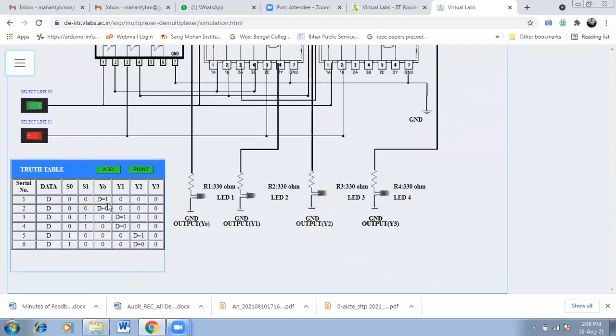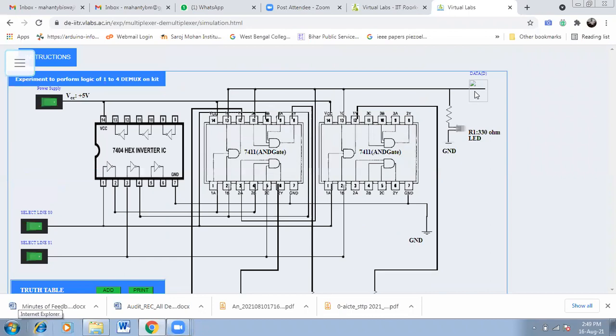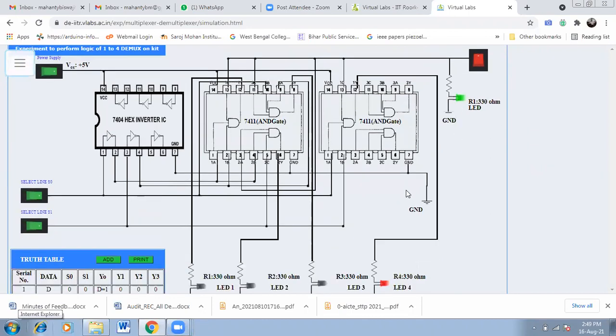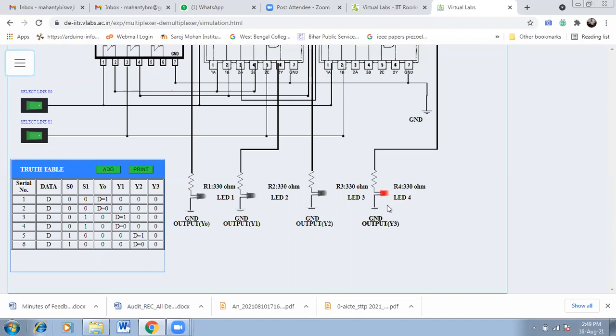So see, for y1 we are getting 1 and 0, and for y2 we are also getting 1 and 0. Now the remaining output is y3. How to select y3? 3 means 1, 1. So make both the select inputs high, S0 and S1 both. Now give input 1. So see, your LED4 is on and y3 has been selected, and now you can add this.